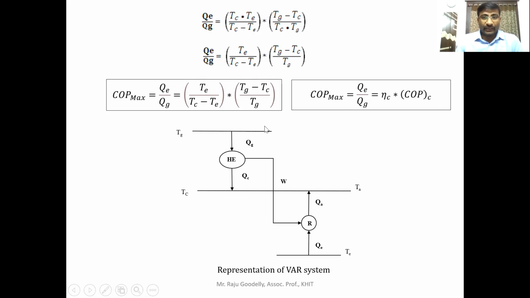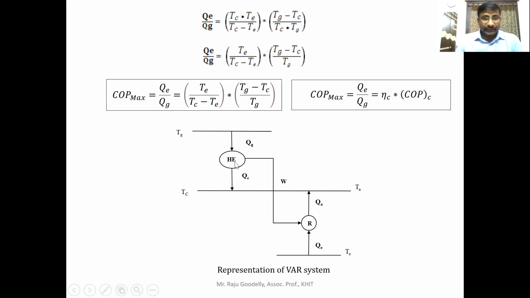COP maximum. How we derive it like this, I will explain from this diagram. The VAR system representation is like this. It is a combination of heat engine and refrigerator. It works among three temperature limits. That is, TG is the highest temperature, the generator operating temperature. TC is the condenser temperature, which is equal to the absorber temperature TA, and the lowest temperature in the cycle is TE.